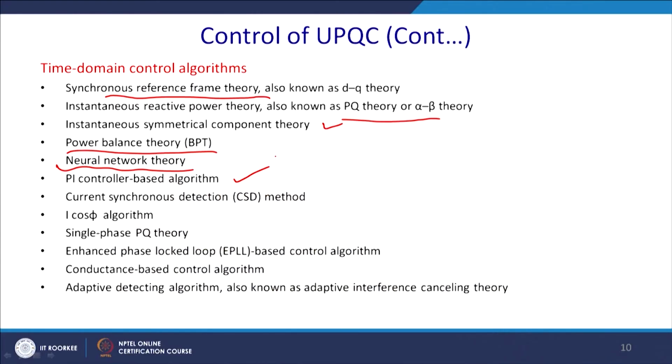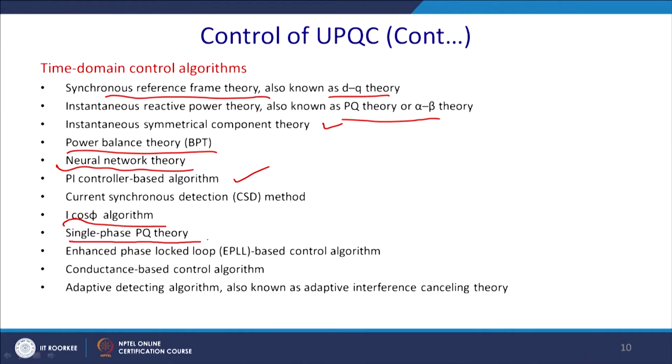Thereafter, another method is current synchronous detection, or the CSD method. That is called the synchronous current method, which finds the unit template and so on. Thereafter the I cos phi algorithm, because this is the real component of the power, tries to optimize this value. This and that are almost similar. And if it is a single phase system, then SRF can be modified and is called the single phase PQ theory instead of the DQ theory.